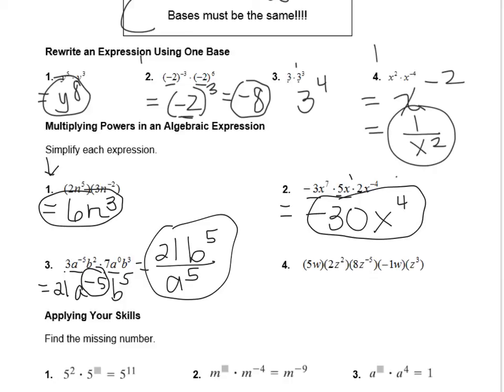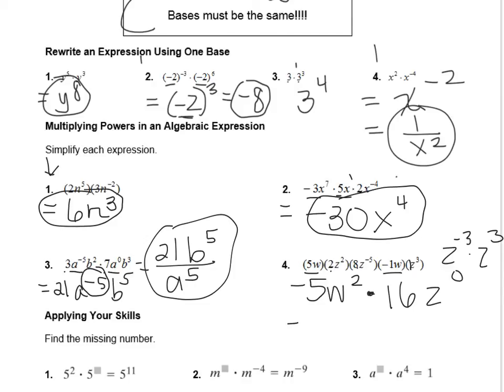Now let's take care of our w's first here. 5w times -1w. Remember, that's really w to the 1st and w to the 1st. 5 times -1 is -5, and w times w is w squared. Now we'll take care of the z's. You got 2 times 8, which is 16, times, there's really a 1 in front of that, so it's 16. Z squared times z to the -5th is z to the -3rd. When you multiply that by z to the 3rd, well, -3 plus 3 is 0. You end up with z to the 0, which is just 1 anyway.